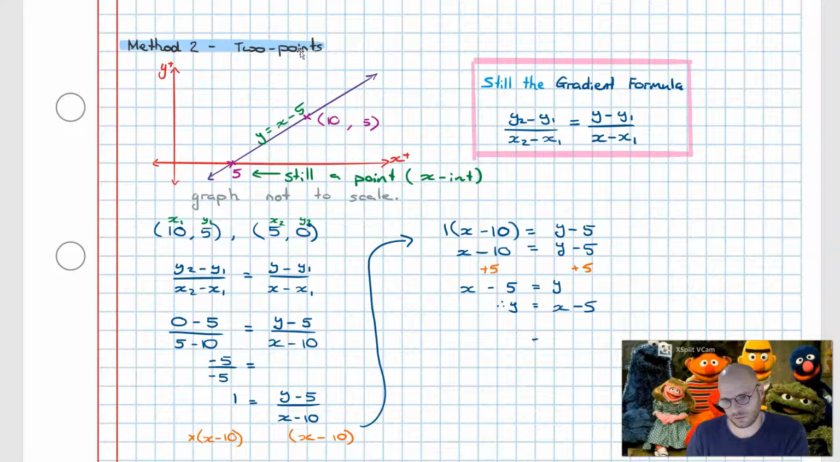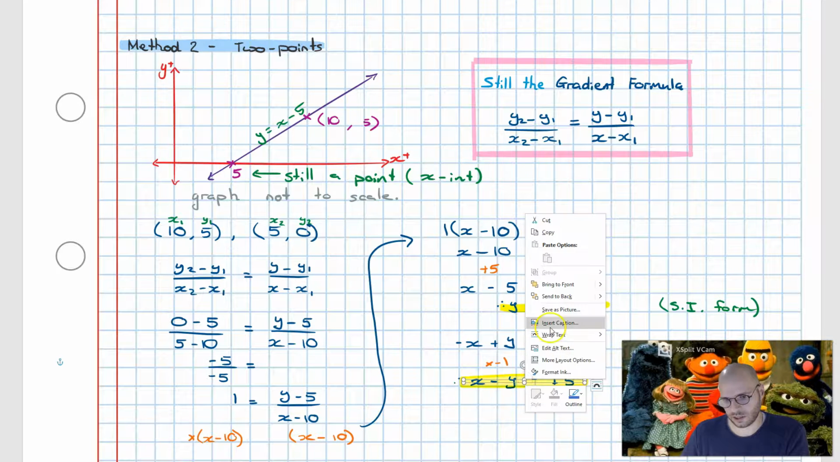Now if we wanted to move it into general form, then we simply move the x across, so it's going to become minus x plus y equals minus 5. And then we don't like having negatives on the x, so it becomes x take y plus 5. So that's general form.